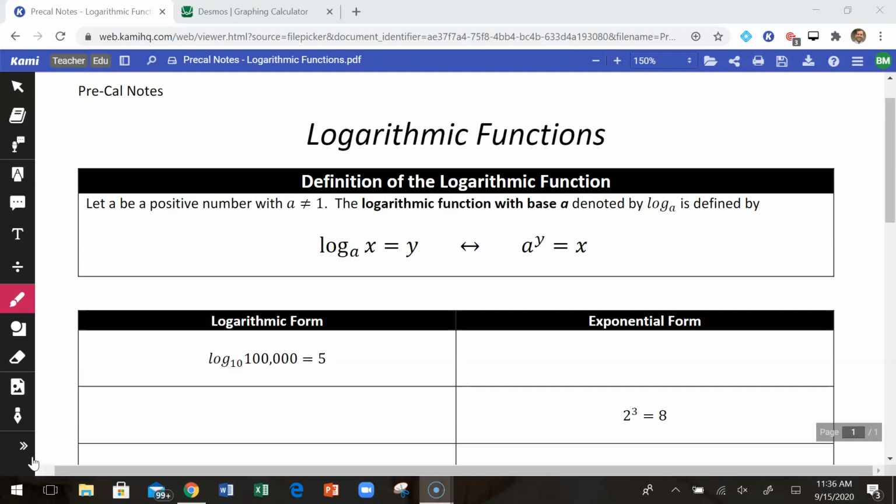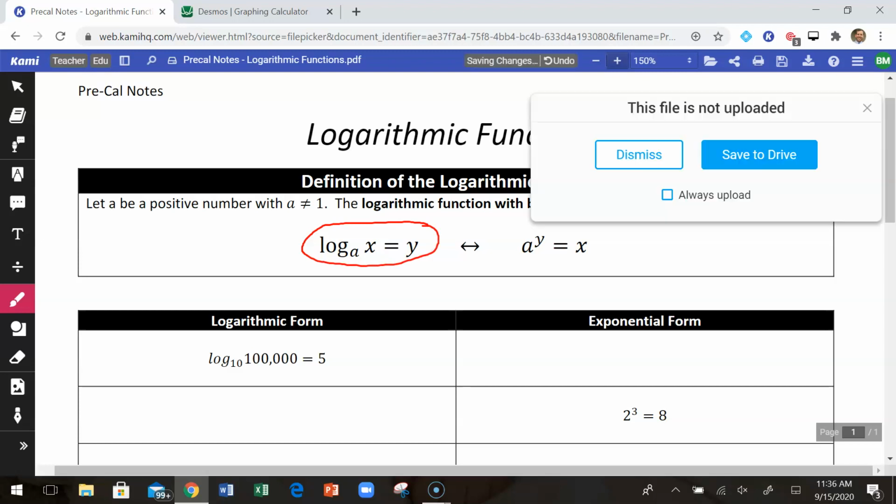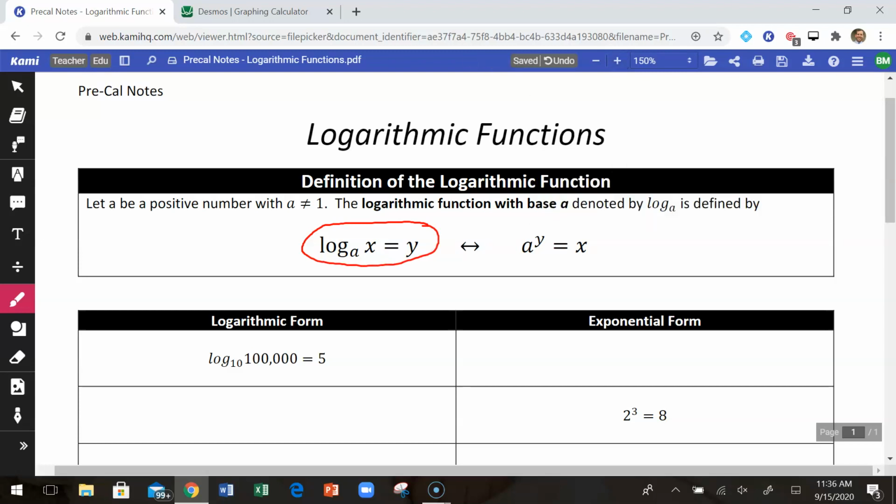So the way that you say this is log base a of x equals y. And what that means is if I take a, which is my little base here, and I raise it to the y power, I get x. So when you're trying to evaluate a log, you're saying, what exponent do I need to put on this base in order to get this number in here? And that is the answer to your logarithm.